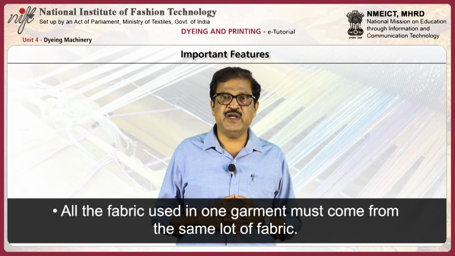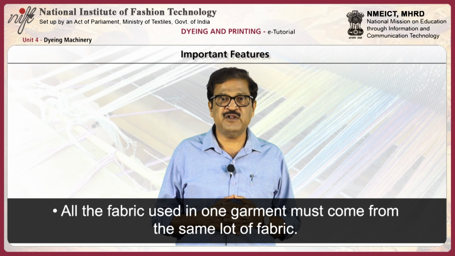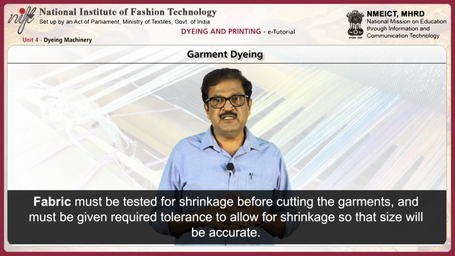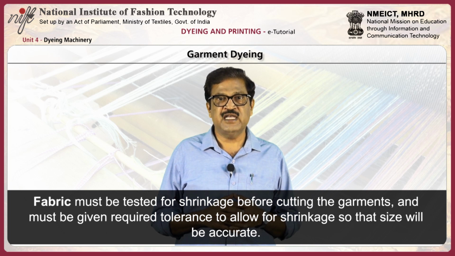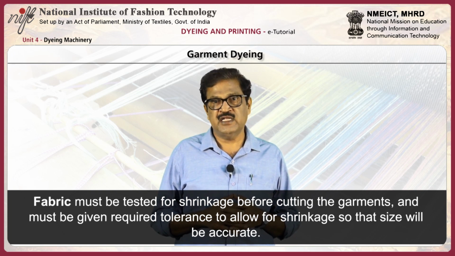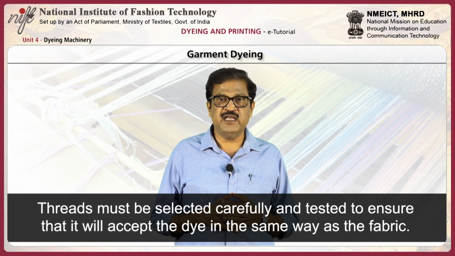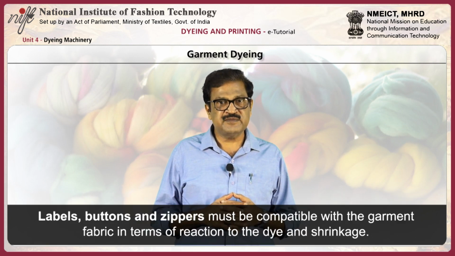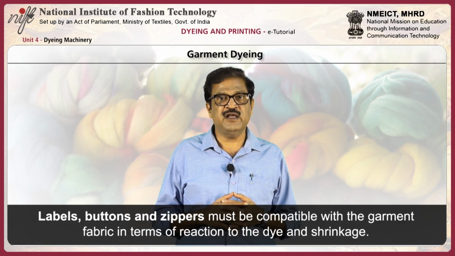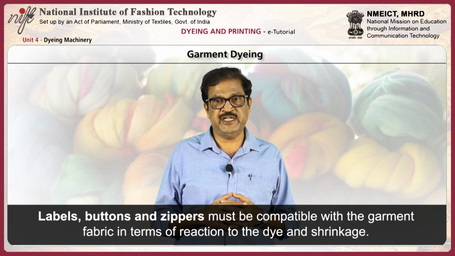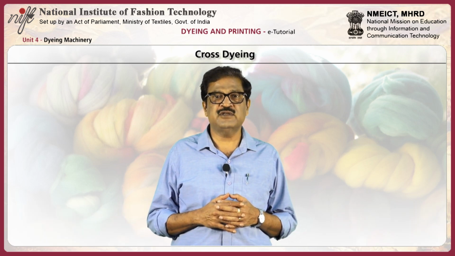All the fabric used in one garment must come from the same lot of fabric. Fabric must be tested for shrinkage before cutting the garments and must be given required tolerance to allow for shrinkage so that the size of the product will be accurate. Threads must be selected carefully and tested to ensure that they will accept the dye in the same way as the fabric. Labels, buttons and zippers must be compatible with the garment fabric in terms of reaction to dye and shrinkage. Now, we will discuss cross dyeing.